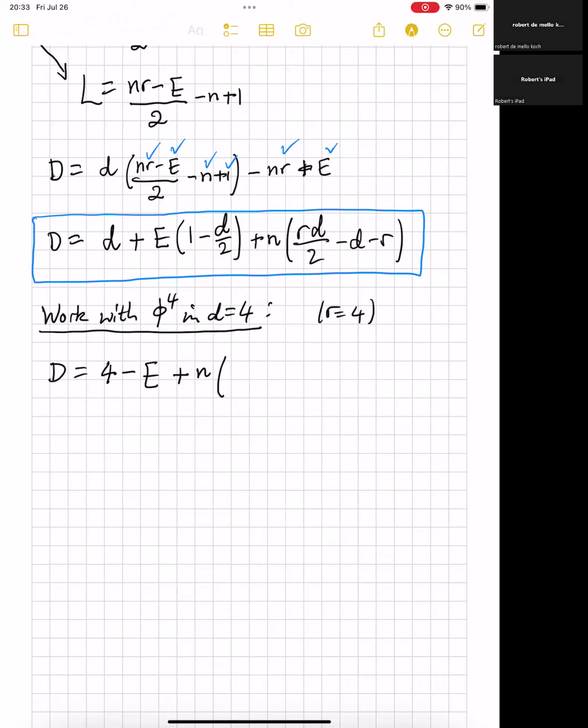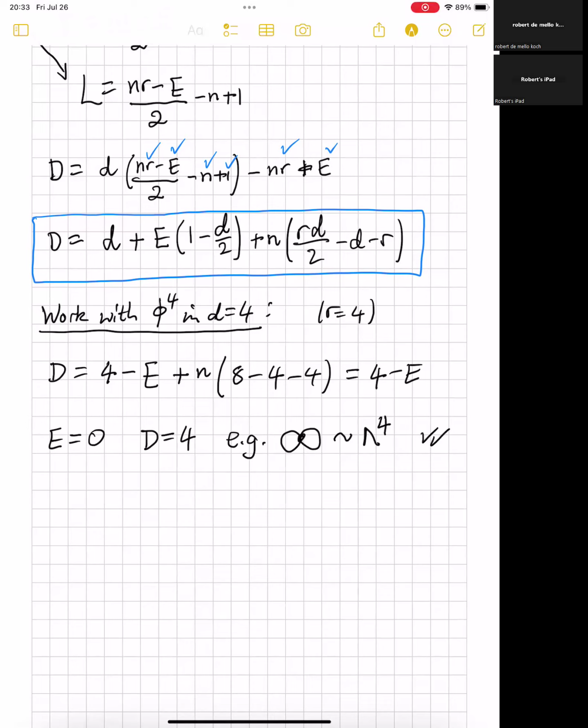8 minus 4 for D, minus 4 for R. This is just 4 minus E. So let's see. If E is equal to 0, then we find that D is equal to 4. So an example of a diagram with no external legs is this Feynman diagram, and you can check that it does diverge as lambda to the power of 4. That's what we're being told.